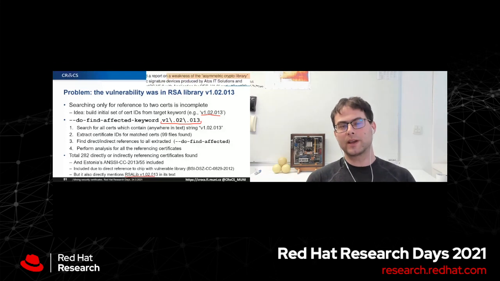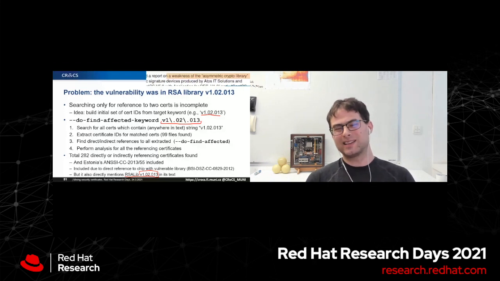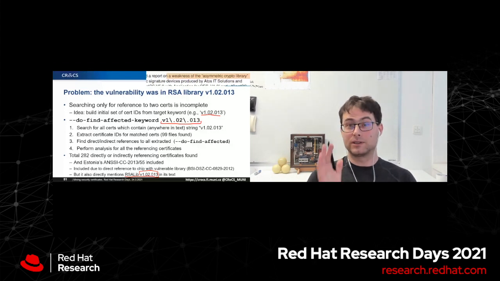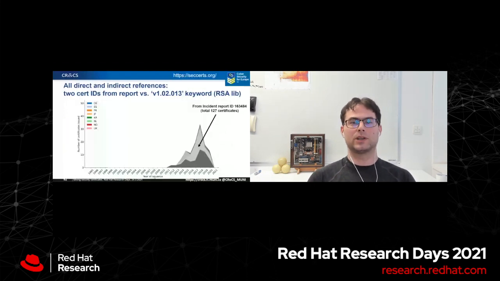So would it be the case that the Austria report was mentioning this version of the library directly? It would be easy. At that time, it was not yet publicly disclosed, so the report was telling you something, but not really enough information. So this is what you were able to get out of these two certificates from the Austria report.